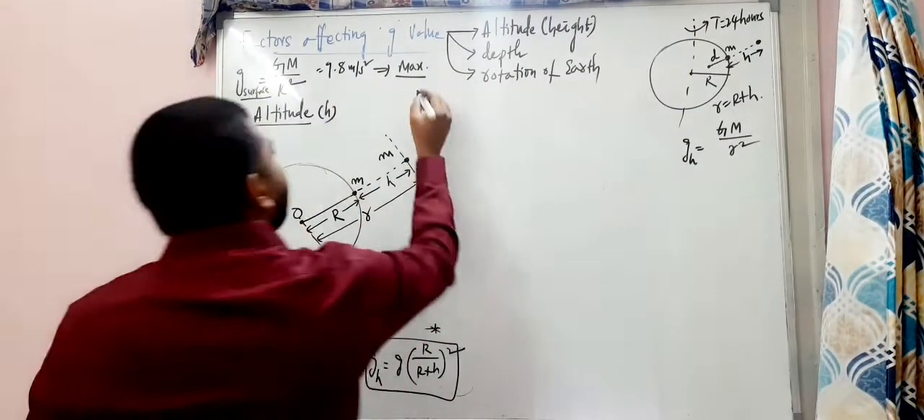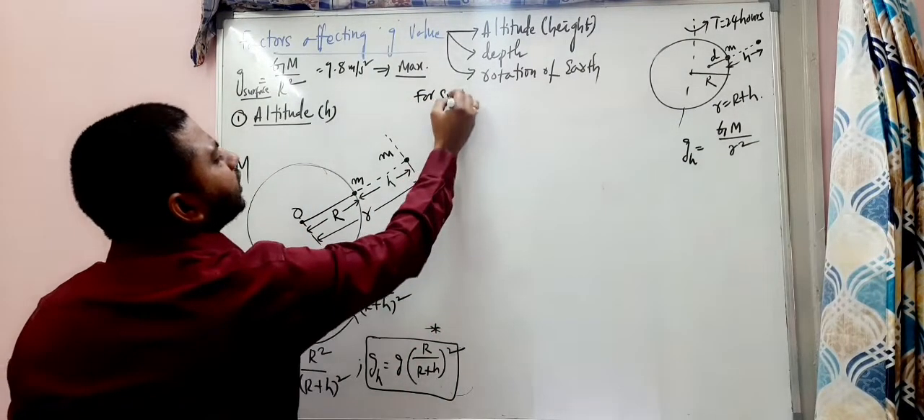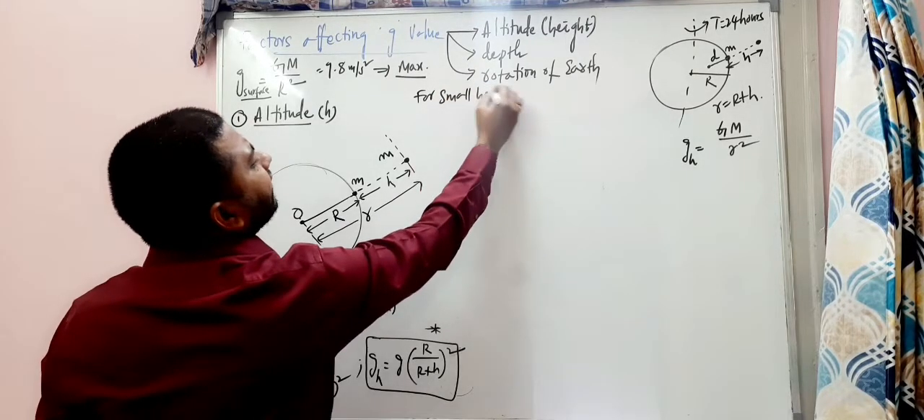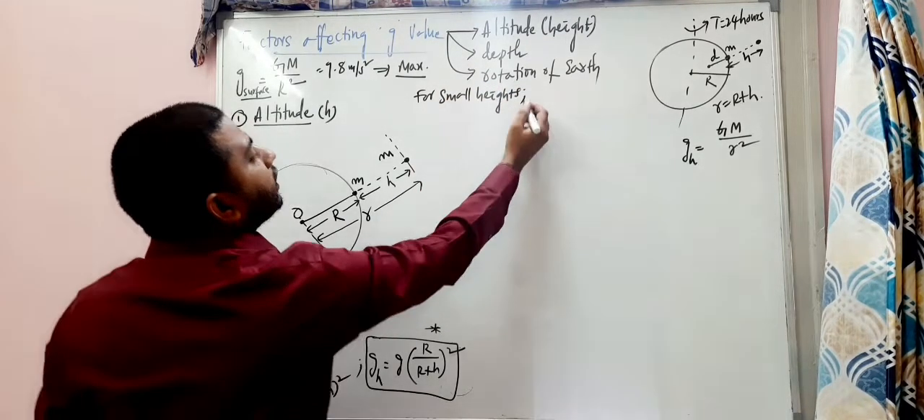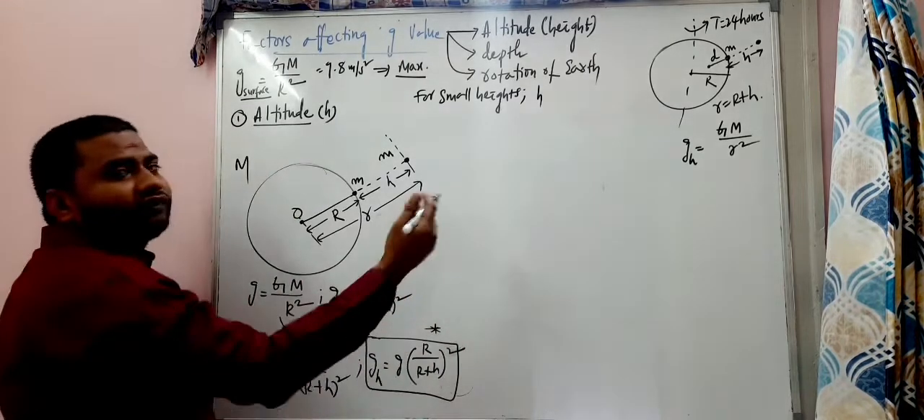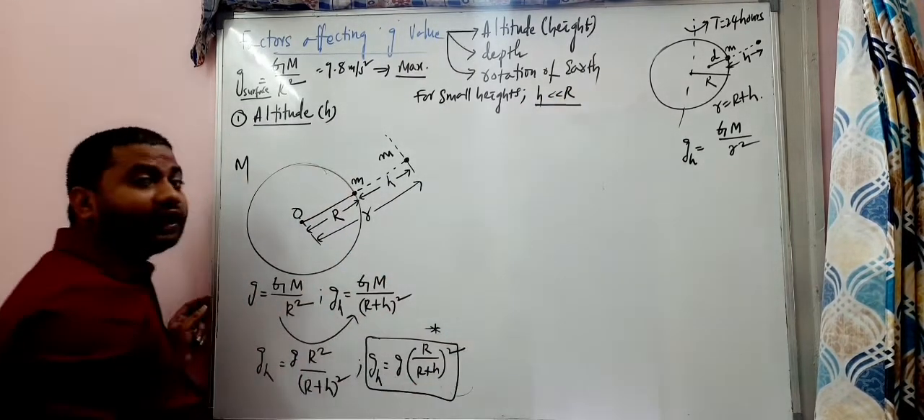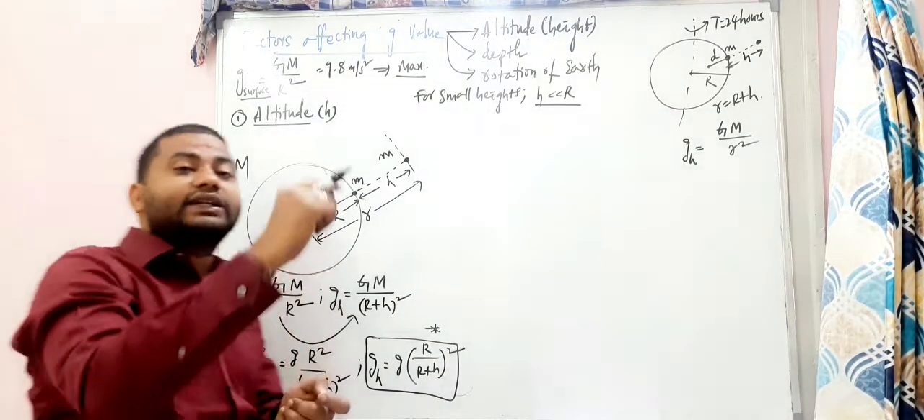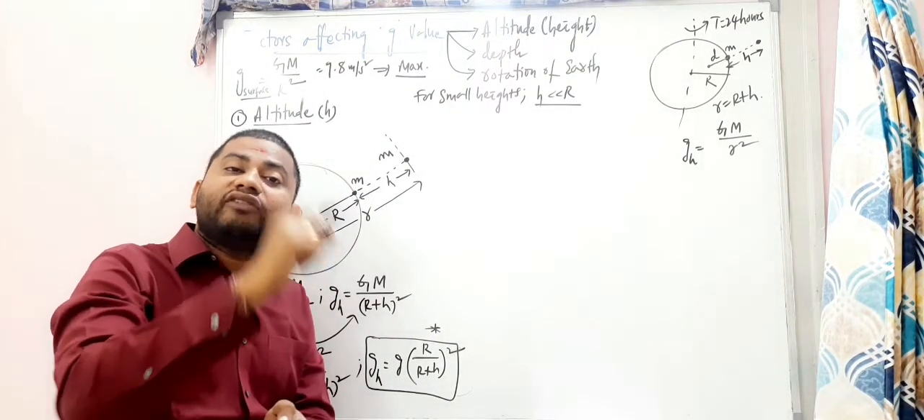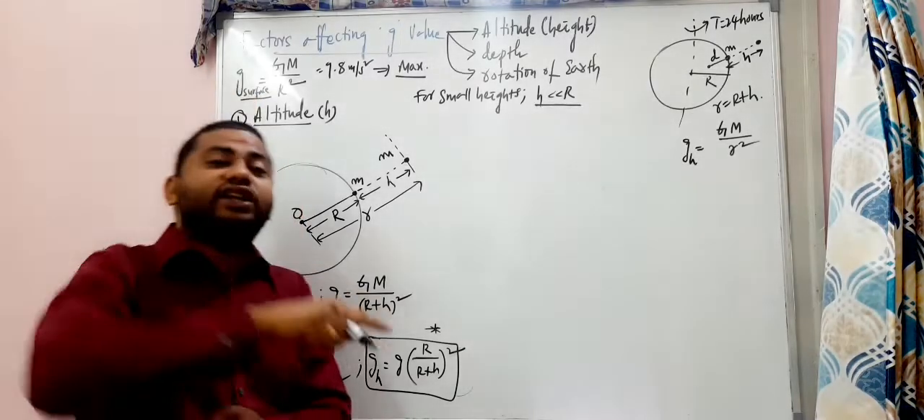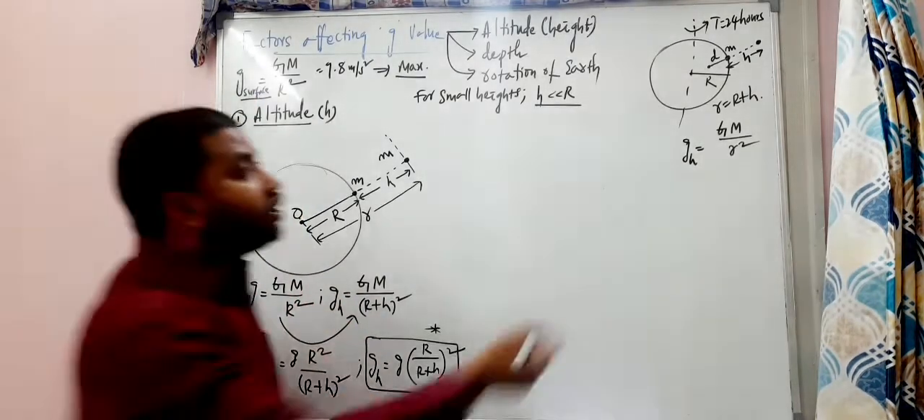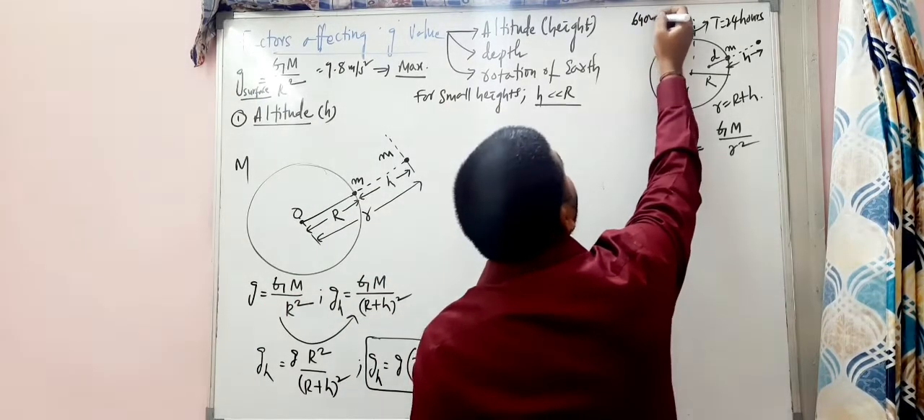Now, for small heights, very important. So small height you have considered, which is far less than capital R. When you compare, the height taken is very small compared to the radius of the earth. The radius of the earth is 6,400 kilometers.